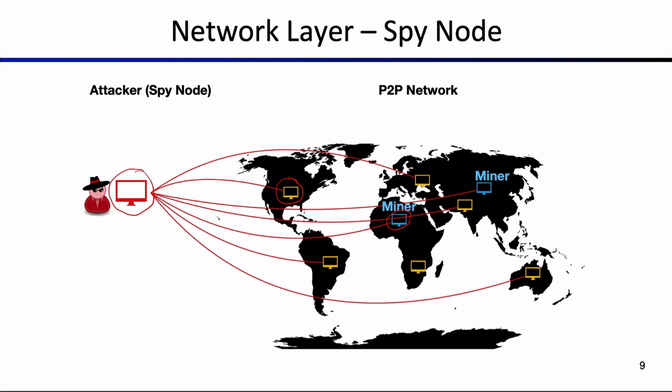So the attacker will certainly need to deploy several high-frequency peers, spy nodes, if you will, globally to have a complete picture of what's going on in the network. This is just the network layer, right? We are not yet at the blockchain layer where data is actually written into the blocks.